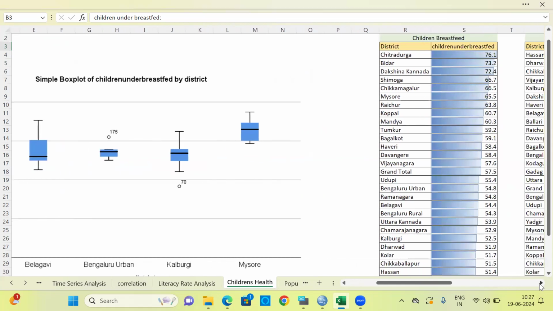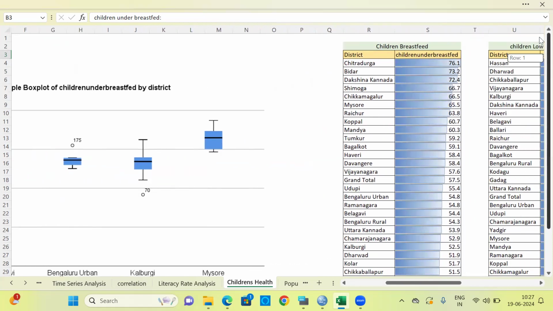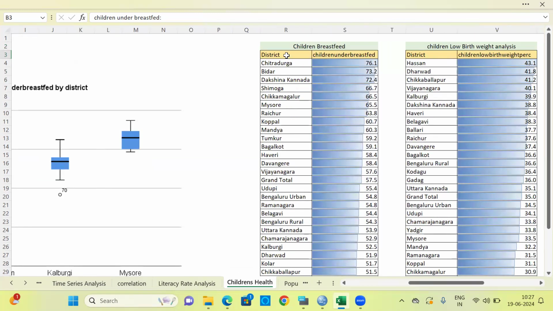Let's now proceed to look at the district-wise distribution of children who are under breastfed. You can see here, this column represents the districts. We have information on Chitradurga, Bidar, and Dakshina Kannada. And the second column refers to children who are under breastfed. Chitradurga district has the highest proportion of children who are under breastfed. The number is 76%. Very close to Chitradurga, you also have Bidar, Dakshina Kannada, Shimoga, and Chikmagalur, wherein the proportion of children who are under breastfed is quite high.